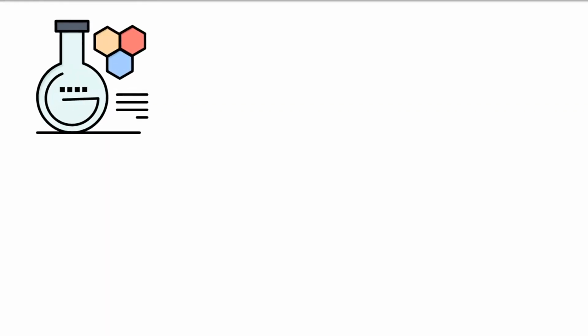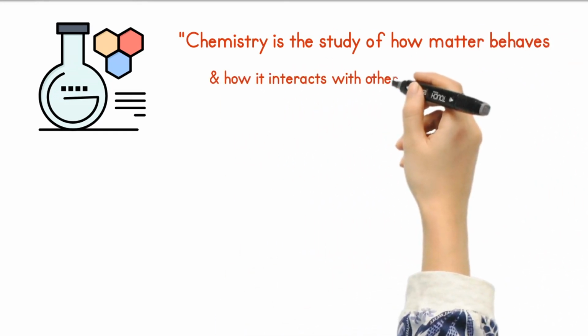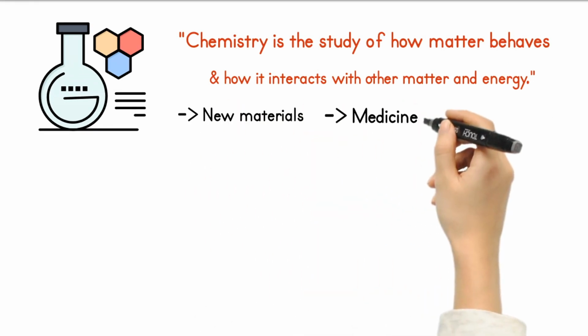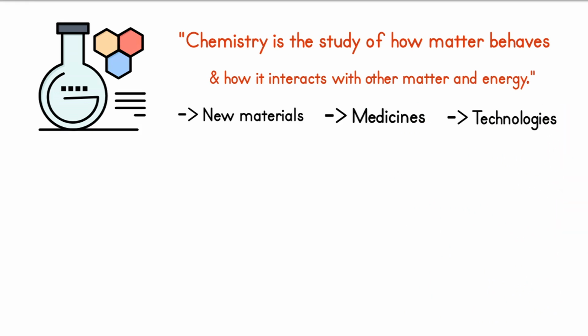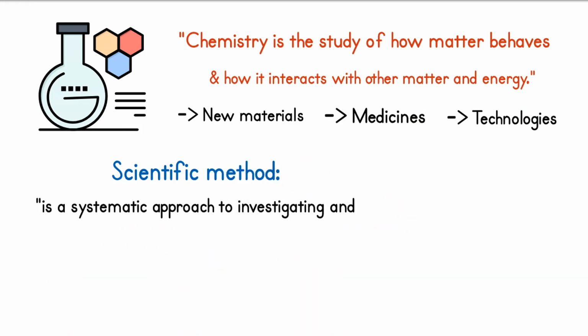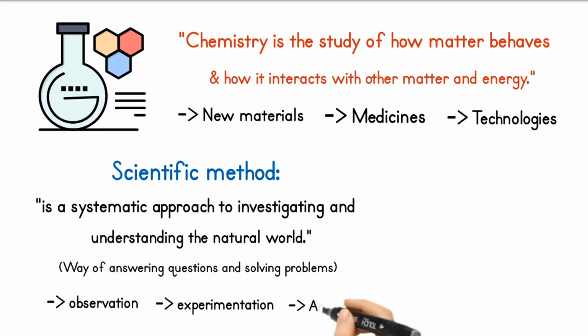The relationship between matter and chemistry is fundamental, as chemistry is the study of how matter behaves and how it interacts with other matter and energy. By understanding the properties of matter, chemists can develop new materials, medicines, and technologies that improve our lives and the world around us. The scientific method is a systematic approach to investigating and understanding the natural world. It is a way of answering questions and solving problems that is based on observation, experimentation, and analysis.